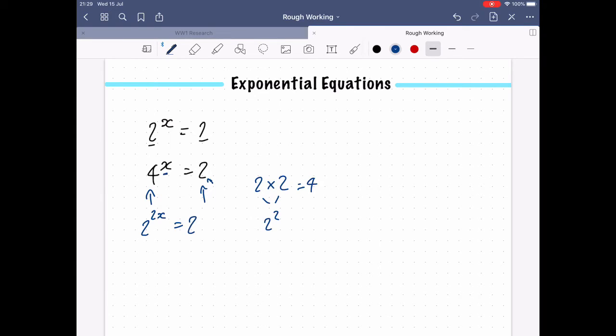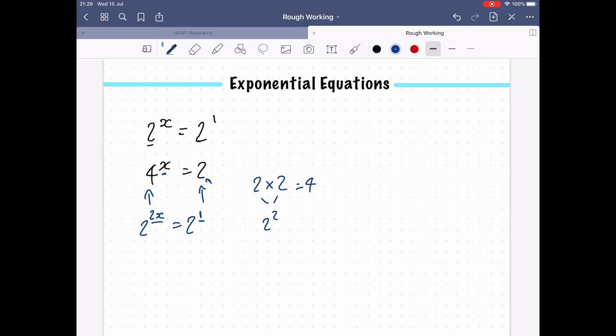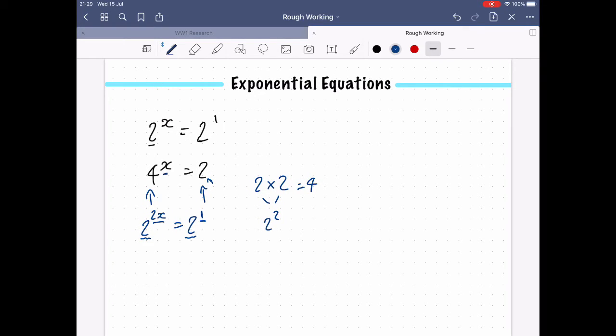Equate that to 2, and as we've seen before, 2 is just 2 to the power of 1. So now we have the same base here, and we can basically ignore it and equate these two bits. So 2x equals 1, so x equals 0.5. And this would be our answer. So that's really how to do these more simple examples.